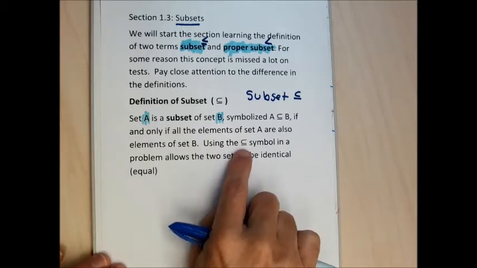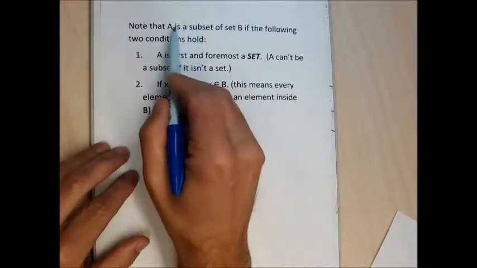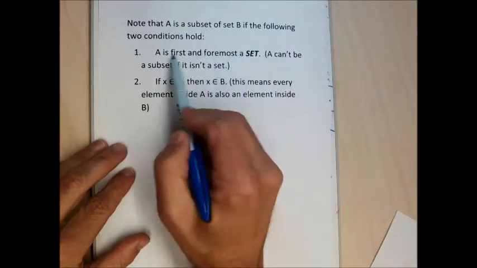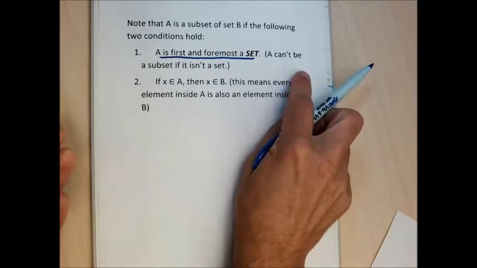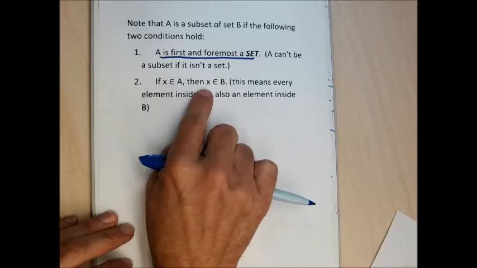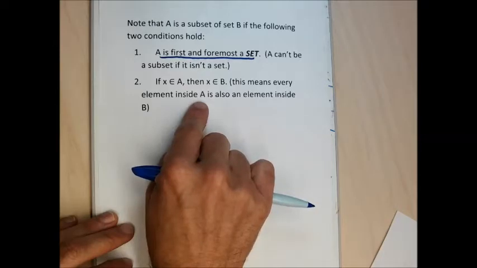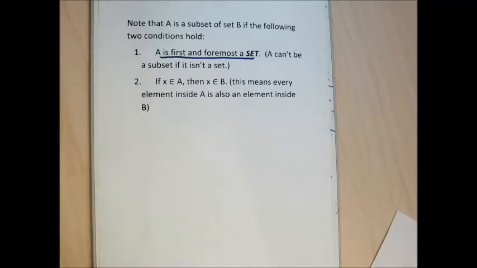This symbol allows the sets to be equal. That's a big deal. So we say that A is a subset of B if two conditions hold. First and foremost, A has to be a set. To be a subset of a set, you have to be a set. If A is not a set, then it can't be a subset. And then this notation here says if X is in A, then X is in B. The second condition means every element inside set A is also an element inside B. Let me go to my next page and show you some examples of sets to figure out whether a set A is a subset of set B or not.